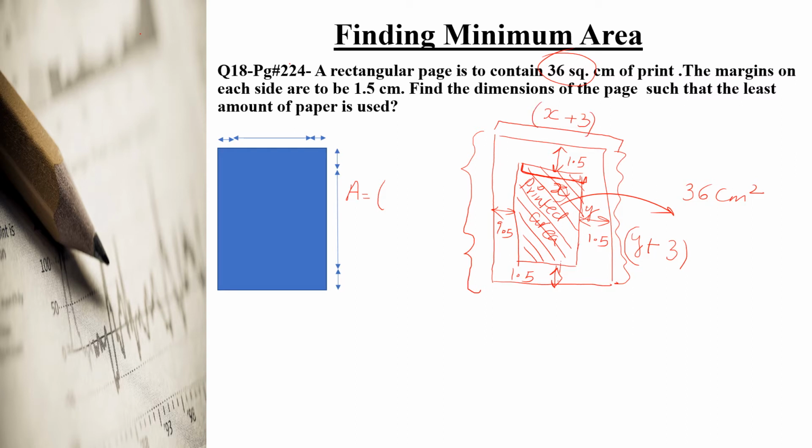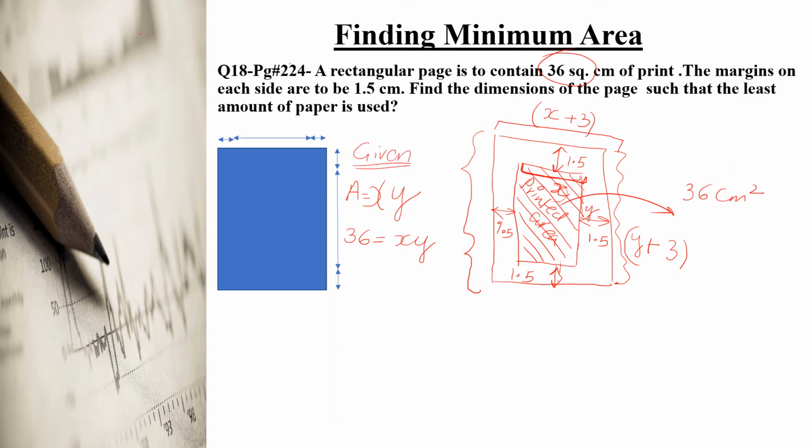So let's see what is given to us. The given equation says that the rectangular page is containing 36 square centimeter of the print. So the area of the printed side is, let's suppose, A equals x times y, that means length into width. So the area is 36 equals xy. This is the equation which is given to you.